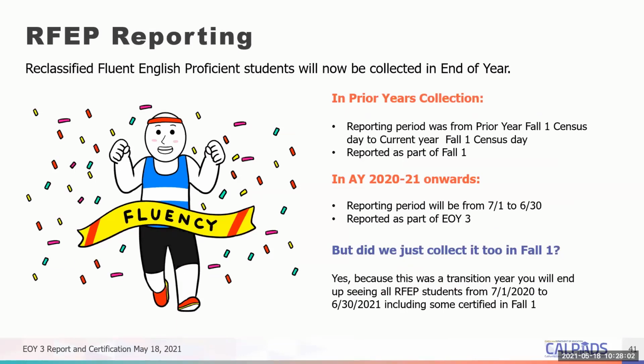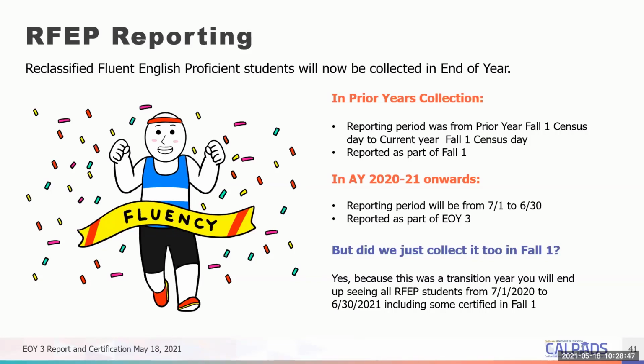And then RFEP reporting has been added to end of year 3 as well. It was for years part of end of year 1 because the collection period was weird, right? We're counting students as of census day, but the way the data is used for accountability, it's calendar year. And so we're just aligning ourselves with the way the data is used. You will technically report RFEPs twice this year, and that's just because we didn't want to have a gap. So you'll see some students that were included in fall 1 reported again, and some of those students included in fall 1 won't be part of end of year 3.